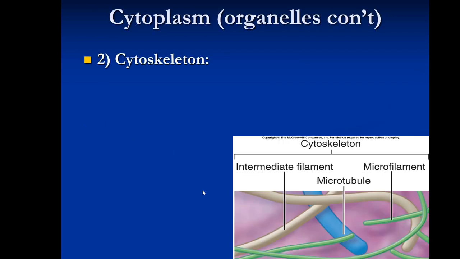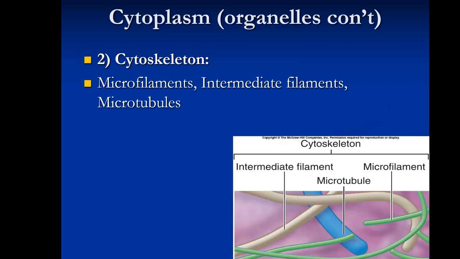All right, other organelles, cytoskeleton, which is what it says. So it's a skeleton inside the cell. All of these different structures form a network inside the cell to help stabilize it. The molecules that make up the cytoskeleton are microfilaments, intermediate filaments, and microtubules. You can see from this picture that the microtubules are the biggest, the microfilaments are the smallest, and the microtubules are kind of unique. You'll see this when we talk about cell division.